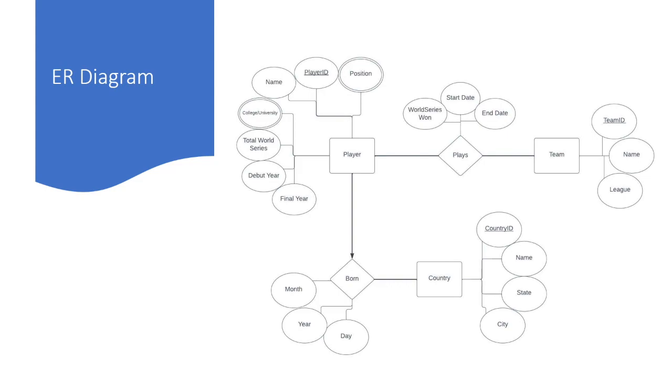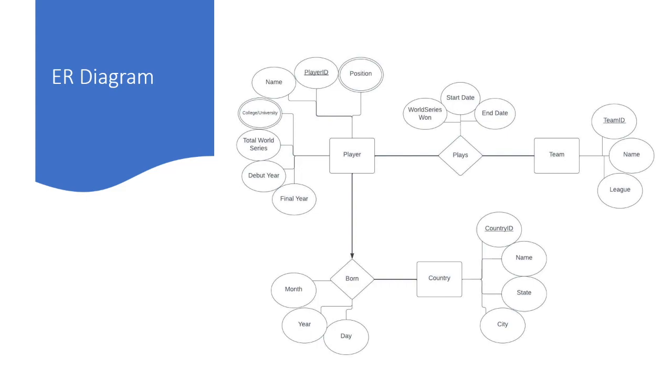Moving on to the team entity, it has 3 attributes. The primary key of the team is the team ID because every team is registered with the MLB and it has an ID. Then the name of the team is an attribute as well as the league, because there are 2 leagues in the MLB, the American and National League, and we want to display which league each team plays within.